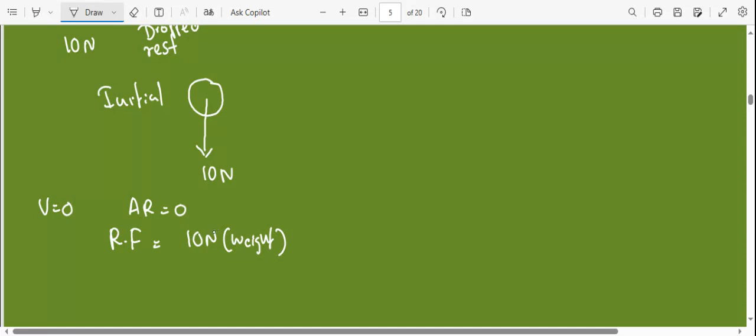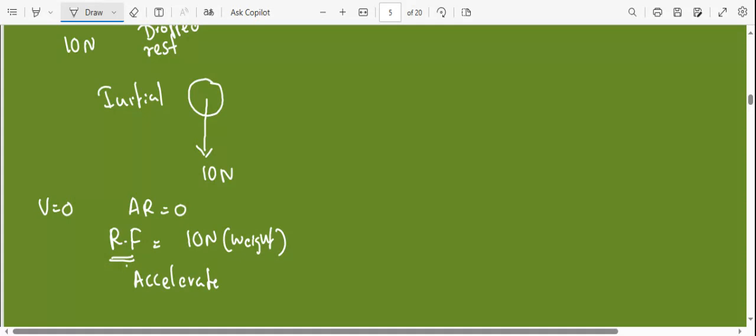Is it clear up to this point? Right. So when the object is released, now what happens? So then there is a resultant force. So then what happens? The object starts to accelerate. Why is it accelerating? Because of the 10 newton resultant force. We know according to Newton's second law, if there is a resultant force, the object starts to accelerate.